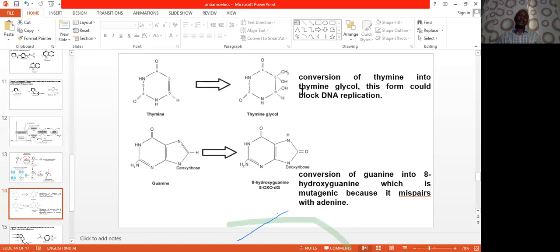If there is DNA damage, the cell cannot replicate, or it cannot produce the enzymes which are required for it. Okay, so this is about the mechanism of action, and if you have any doubt, you can ask me.